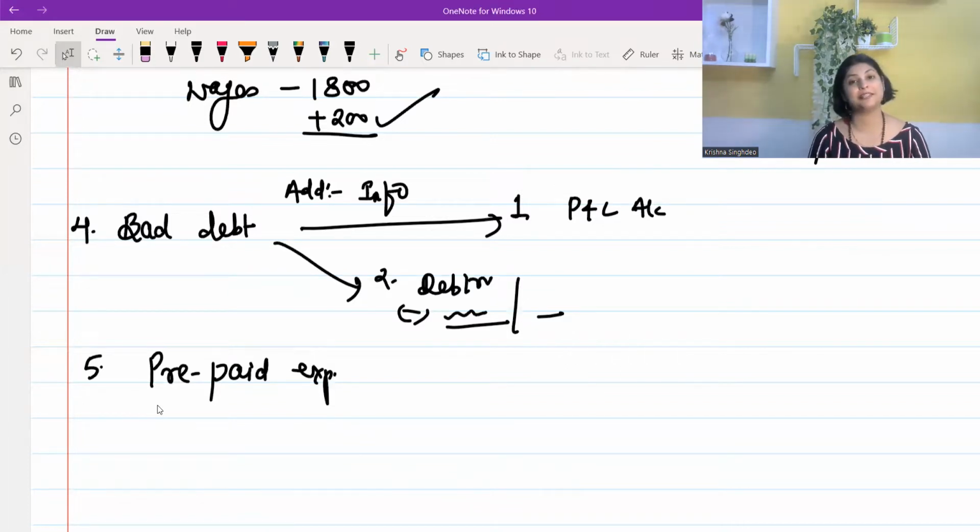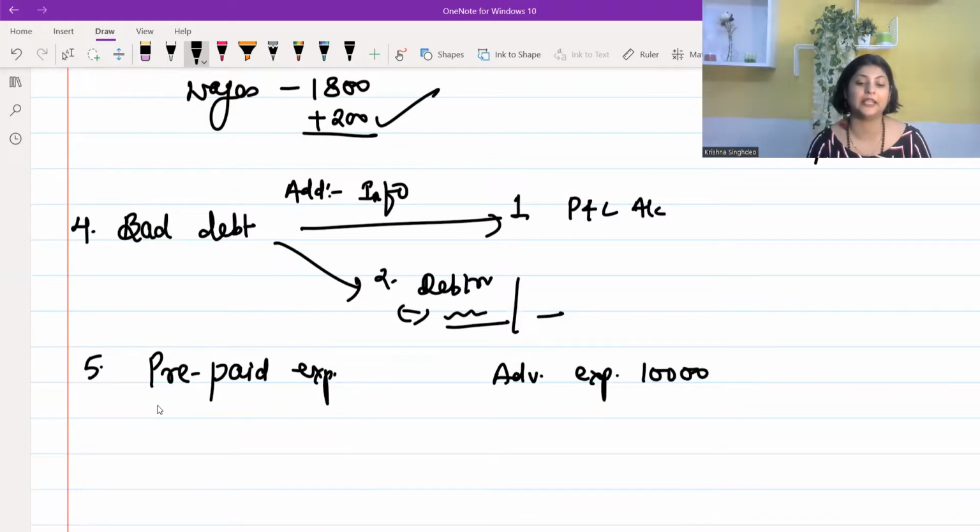And the second treatment is that since we have given advance to someone, we will treat it as our asset and show it in the balance sheet on the asset side. For example, advertisement expenses paid in advance. Let's say each year's advertisement expense amounts to 5,000 rupees and you have paid 10,000 rupees. So prepaid advertisement expenses are going to be 5,000 rupees.